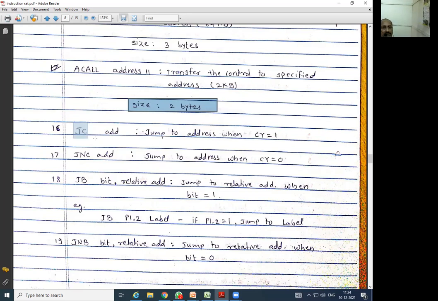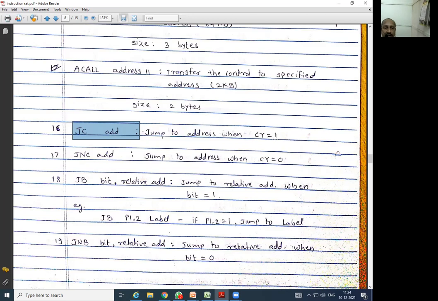Next one is JC address. So what does it mean? Jump to the address when CY is equal to 1. And what is this CY? CY is nothing but the carry. So when the carry is equal to 1, it will jump to the given address.